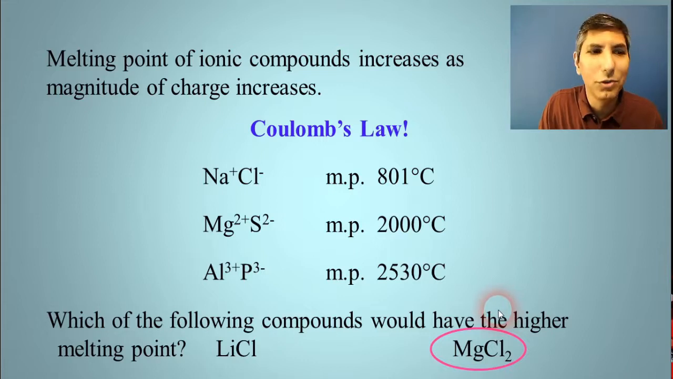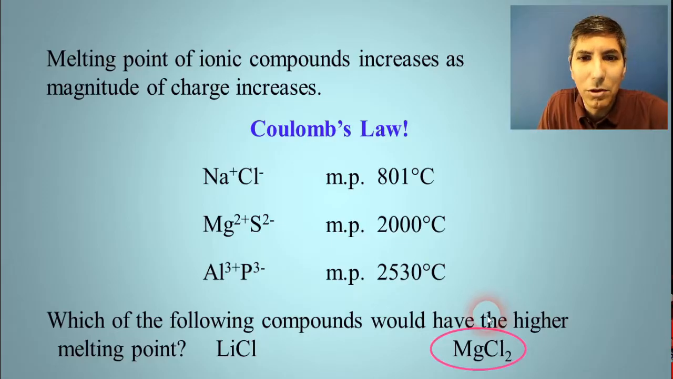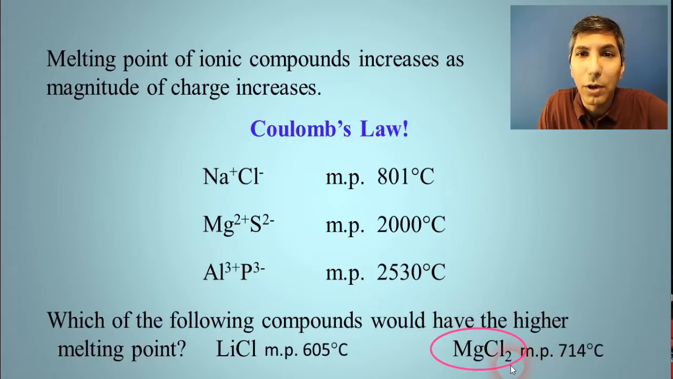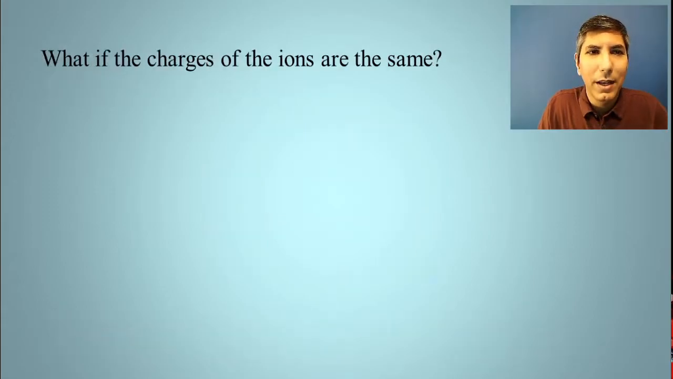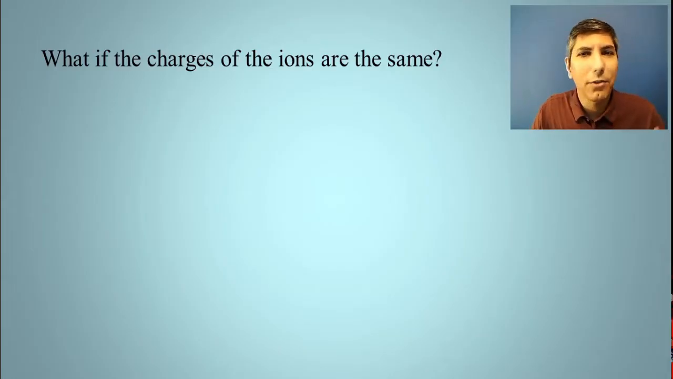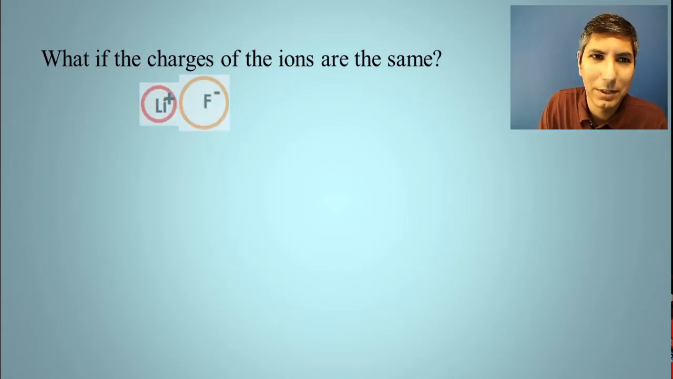If you don't believe me, of course, you can look it up online, Google it, or look it up in the chemical literature, and you'll see that the melting point of magnesium chloride is well over 100 degrees Celsius higher than lithium chloride. So that's one way to predict relative melting points. Now, what do you do if the charges of the ions are the same? Let's say that you have 3 ionic compounds, and they're all +1, -1. So let's take a look at these here. We have some cases like that.